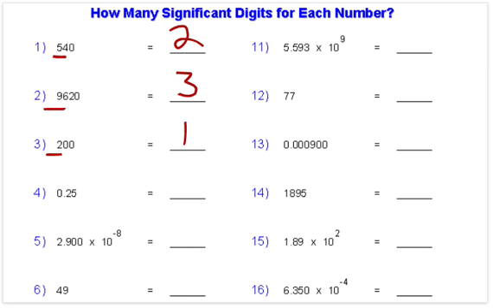It's 200. It's not 200 exactly. There's no decimal at the end. There's nothing to tell us that's an exact recording. It is just 200. That's only 1 significant figure. Now, again, all non-zero numbers are significant, so this is 2. Again, zeros to the left are only placeholders. They're just telling us where the value is. It hasn't been measured to that value, so it is just a placeholder.